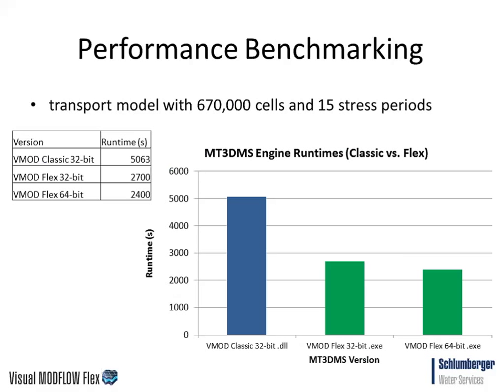So with the executables, we can see pretty good improvement in the runtime. So with this transport model that had around 600,000 cells and 15 stress periods, you'll see in the VMod Classic environment, it took around 5,000 seconds to run. And with VMod Flex, with both the 32 and 64-bit versions of the engine, it's roughly half that. So you can see pretty significant improvements in the runtimes in VMod Flex with MT3DMS.